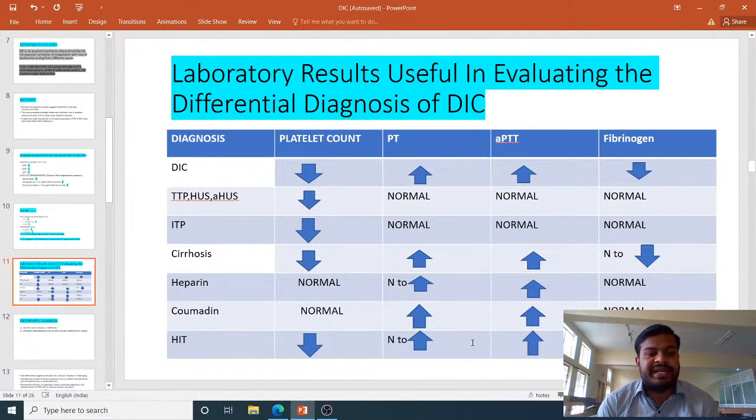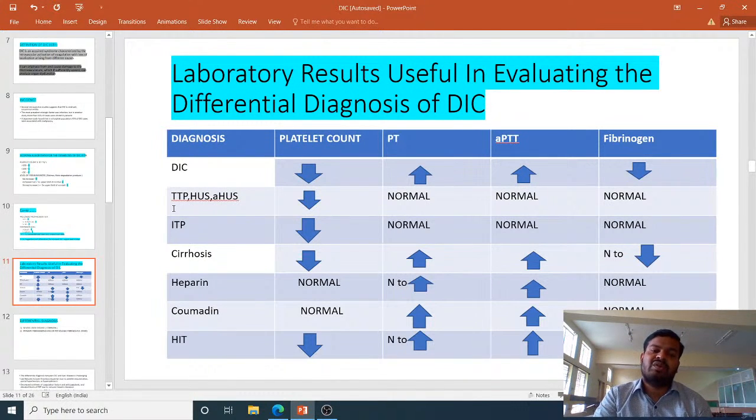So how do you differentiate DIC from other disorders which show a similar presentation? In DIC we usually see consumption of platelets, so definitely the platelet count will be low. The prothrombin time and activated partial thromboplastin time will be increased, and there will be a decreased fibrinogen. So there will be consumption of fibrinogen and consumption of platelets. Both will be decreased, and the PT and APTT will increase.